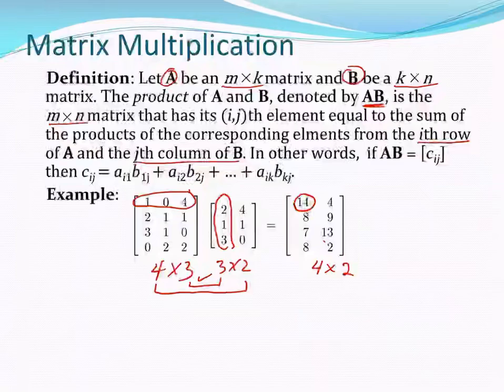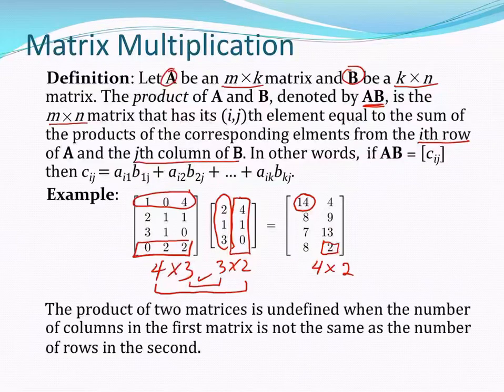And if we want to calculate this bottom right one here, that's going to be the fourth row of the left matrix and the second column of the right matrix. And we can see that 0 times 4 plus 1 times 2 plus 2 times 0 is equal to 2. Keep in mind that the product of two matrices is undefined when the interior dimensions, the columns of the left matrix and the rows of the right matrix, do not equal each other.